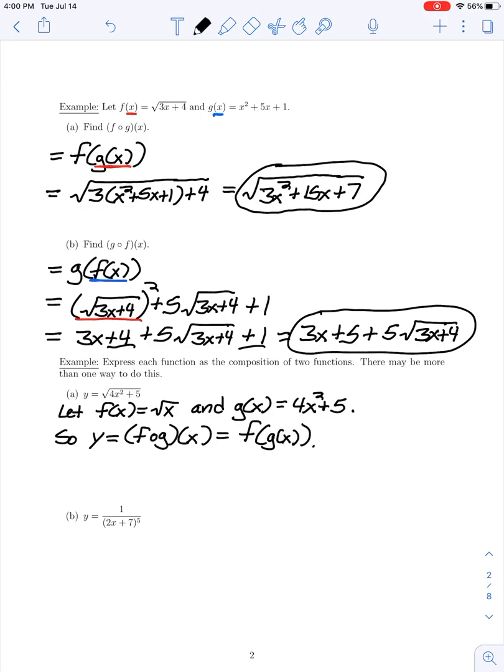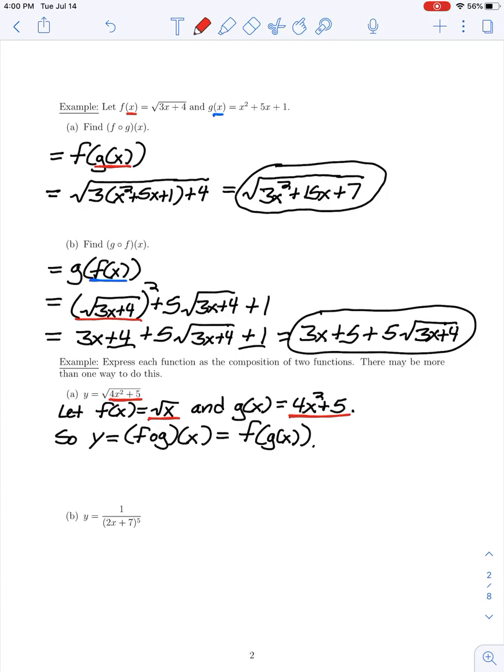So the way that I consider creating this composition is by thinking about the rule for my function as consisting of an inner and an outer function. Now here we have the square root of some polynomial, so this expression under the square root is going to be the function g, and then I'm taking the square root of that entire quantity. So the outer function would be the square root function. So this would be one way I could define that composition.